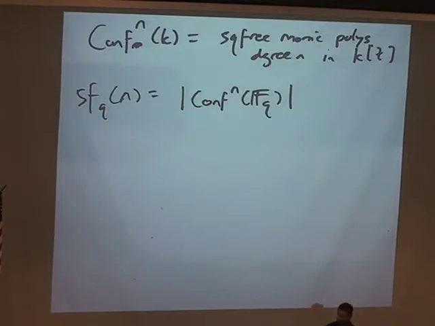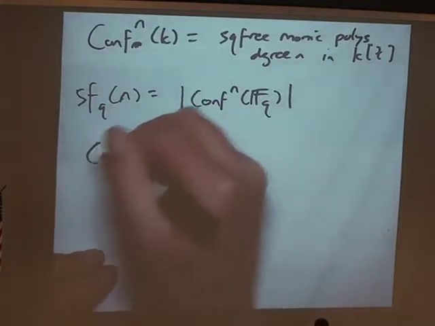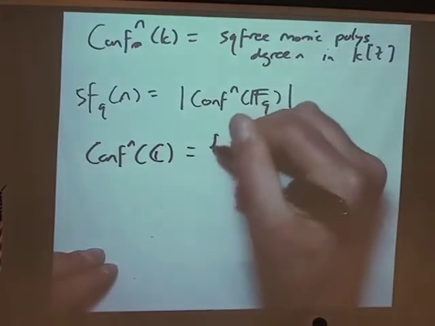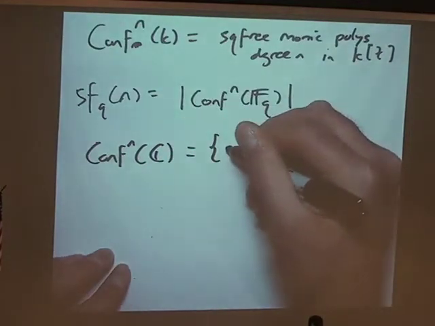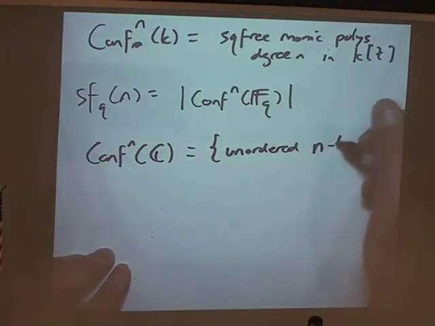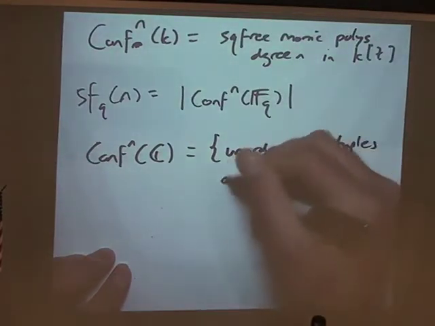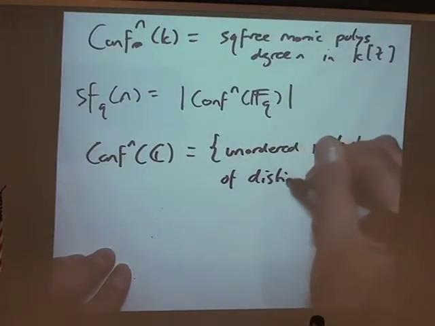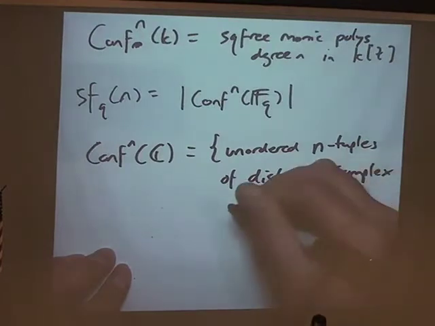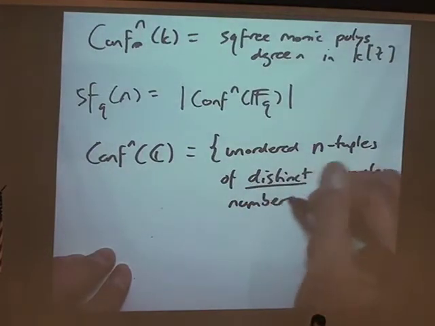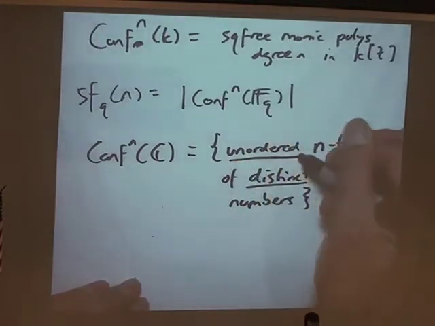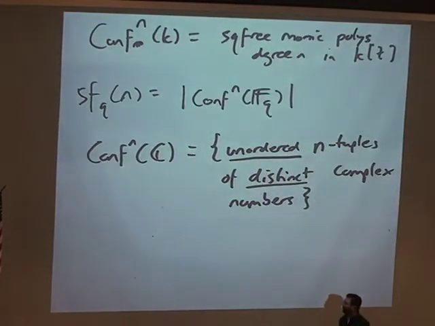So it turns out that over the complex numbers, this is the same as the set of unordered, and this is important, n-tuples of distinct complex numbers. Actually, I'll underline both, because both of these words are important.